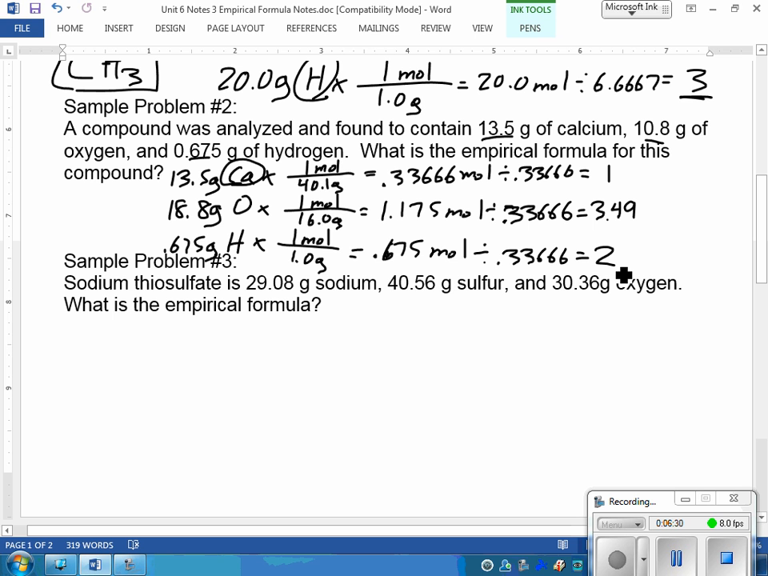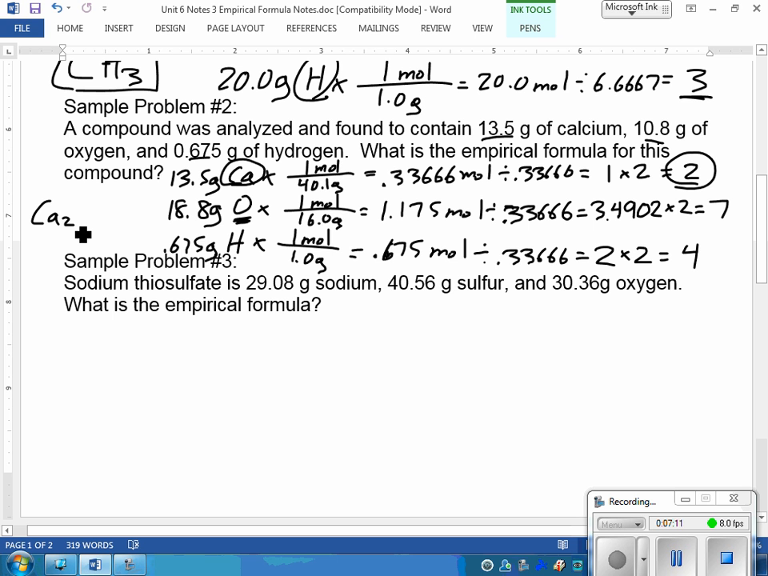Well, we can't have 3.49 oxygens, right? And it was really 3.4902. Well, what we're going to do, because everything has to be in a whole number ratio, if you look back at that definition, we're just going to multiply everything by 2. So that means we have 2 calciums, and instead of 3.49, right, we have 7 oxygens, and instead of 2, we have 4 hydrogens. So our formula, right, calcium was listed first, and according to this, there are 2 of them.